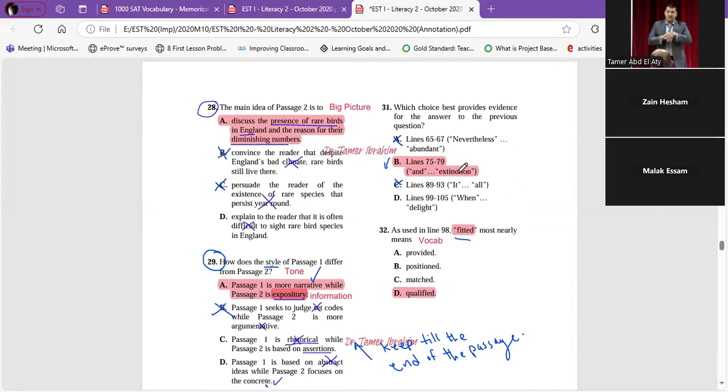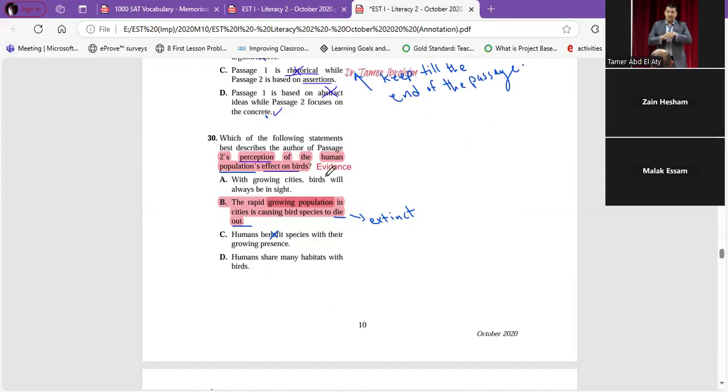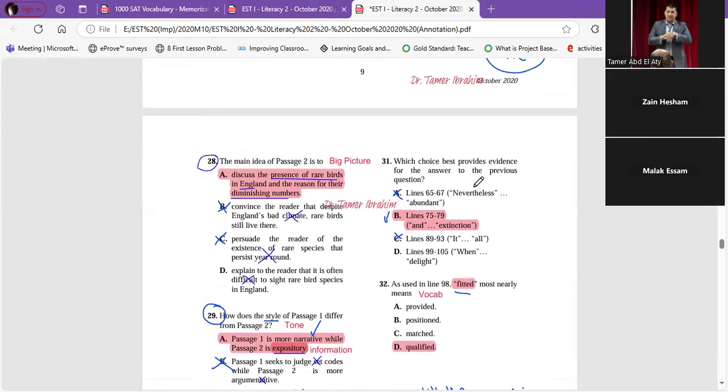Number 30 and 31, evidence. Do we have keywords? Yes. Which of the following statements best describes the author of passage 2's perception of the human population's effect on birds? So I need something that talks about, or the keywords, human population effect on birds. Let's find out which one has human population effect on birds. Let's go from 65 till 67, from nevertheless till abundant.